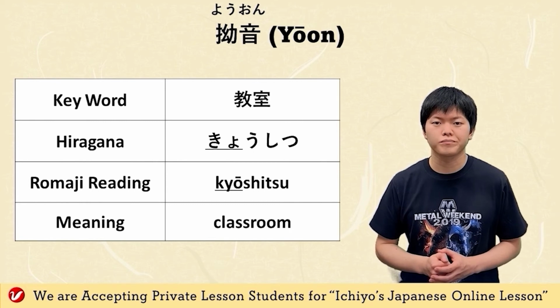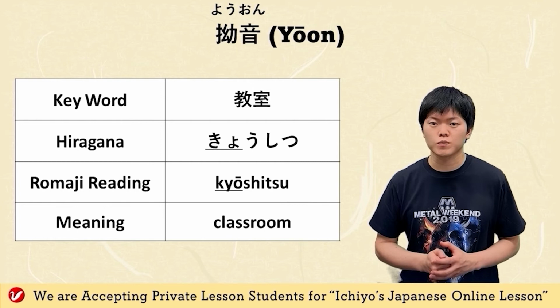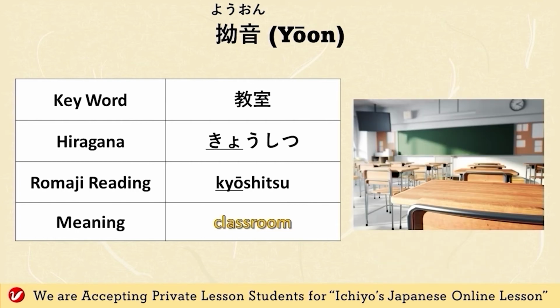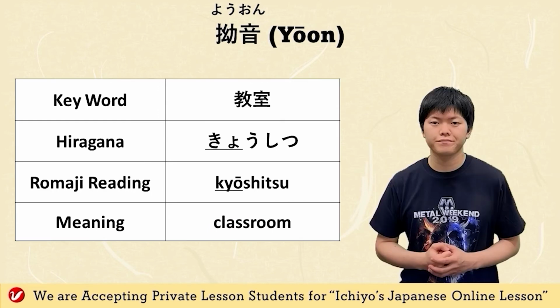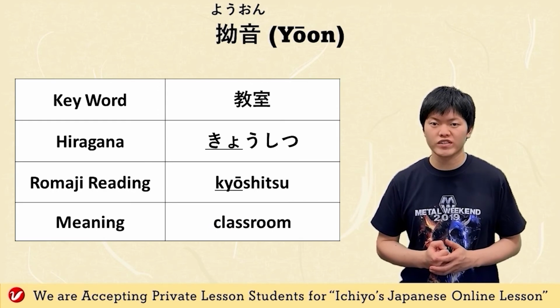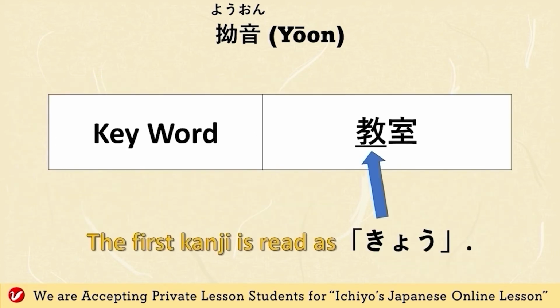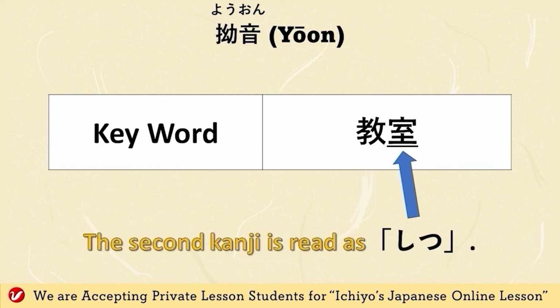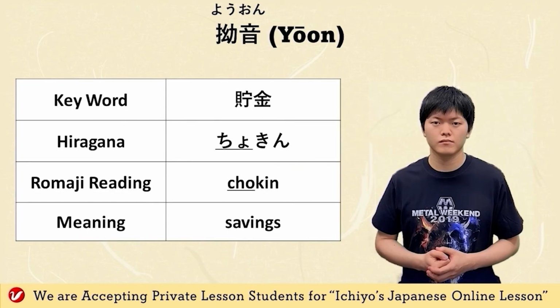教室. It means classroom. 教室. The first kanji is read as 教. The second kanji is read as 室.